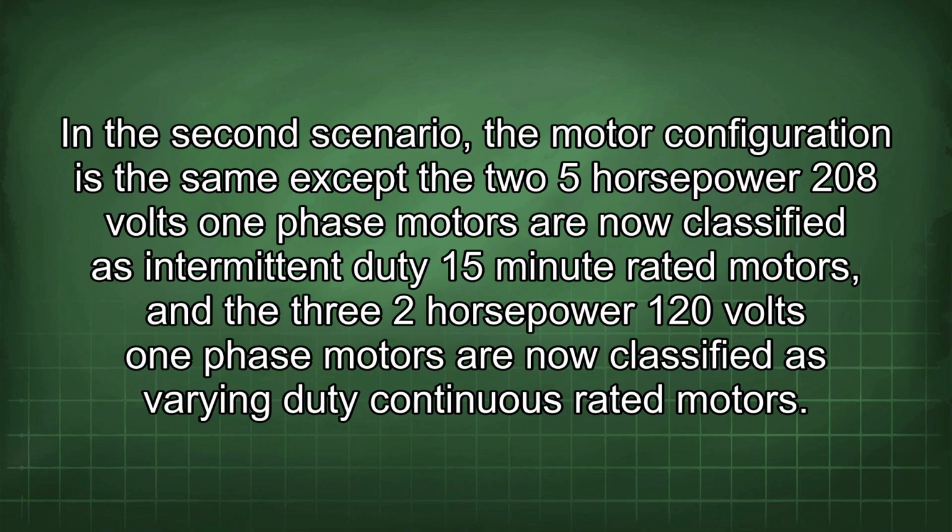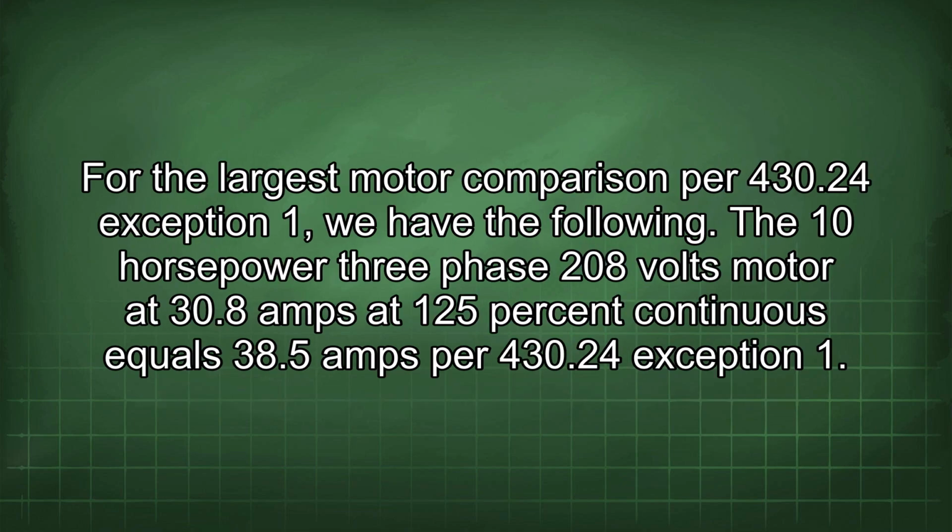In the second scenario, the motor configuration is the same except the 2 5 horsepower 208 volt 1-phase motors are now classified as intermittent due to 15-minute rated motors, and the 3 2 horsepower 120 volts 1-phase motors are now classified as varying duty continuous rated motors. For the largest motor comparison per 430.24 exception 1, we have the following. The 10 horsepower 3-phase 208 volts motor at 30.8 amps at 125% continuous equals 38.5 amps per 430.24 exception 1.